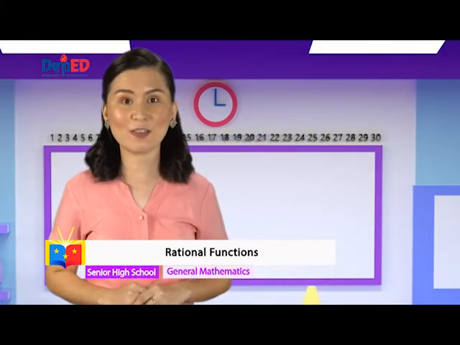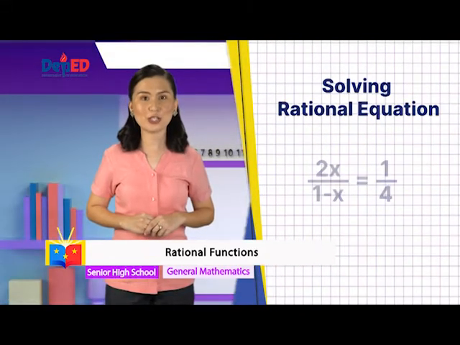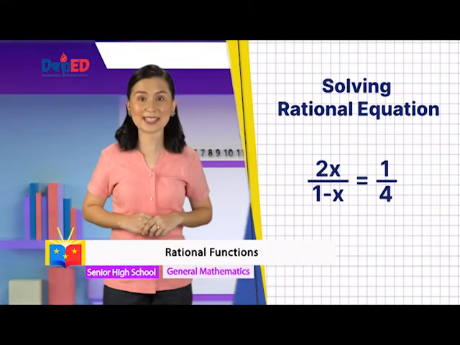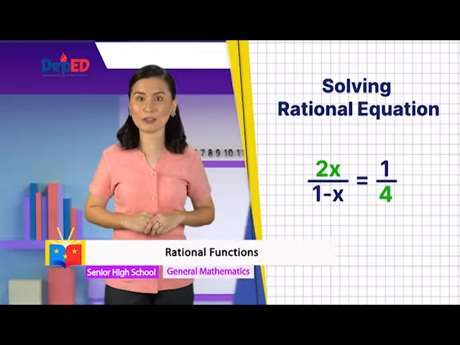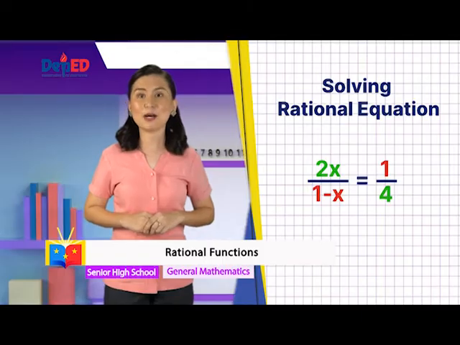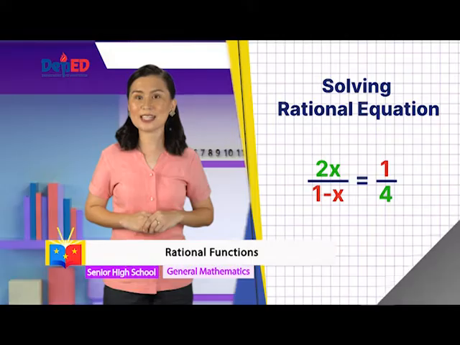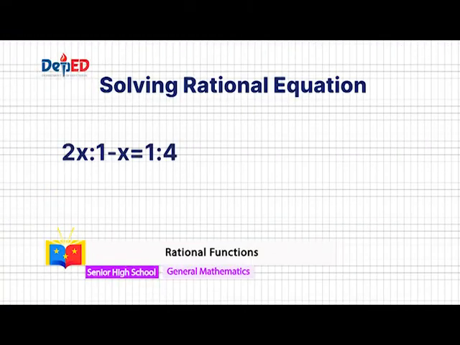Let us try solving the rational equation and inequality. Having the equation 2x over 1 minus x equals 1/4, we can have the product of 2x and 4, and this will be equal to the product of 1 minus x and 1. Where did we get this? What we have can be written as a proportion. So this can be written as 2x is to 1 minus x, which is equal to 1 is to 4.